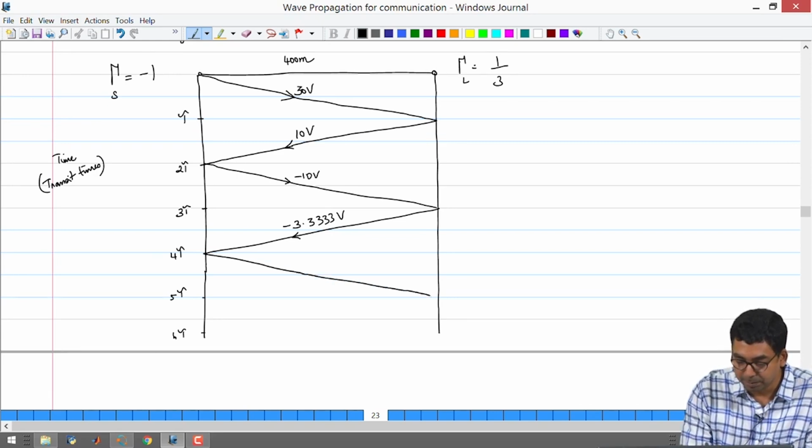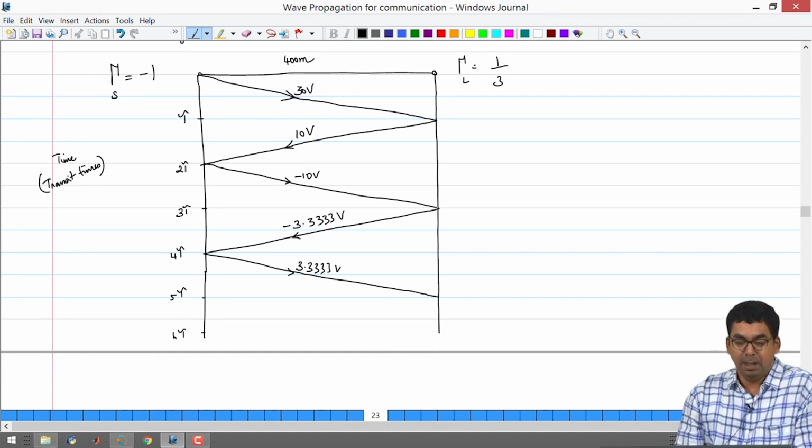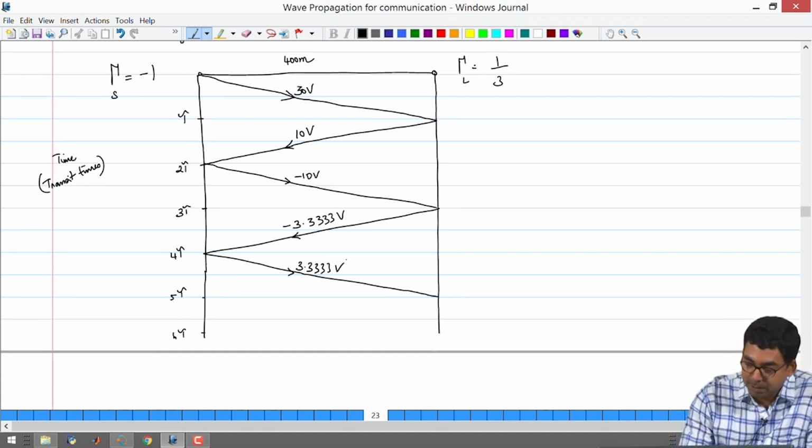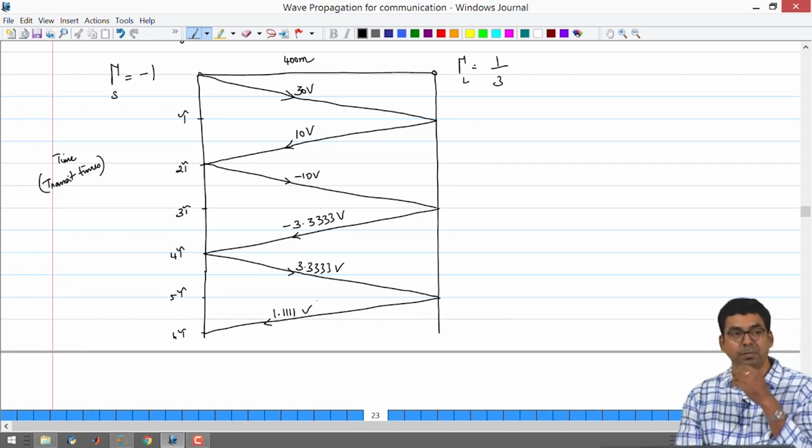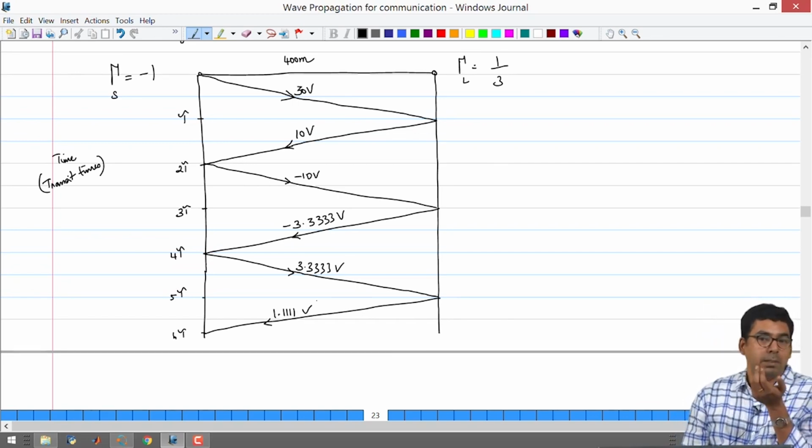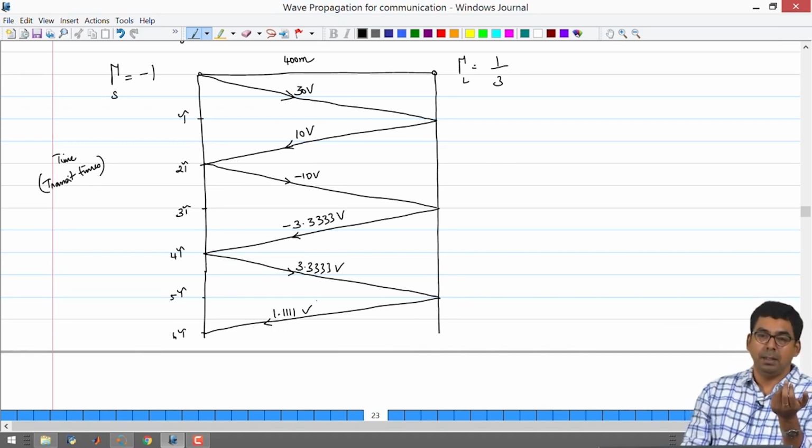So, I will be having... and it keeps going. We have marked 6 transit times, so let's just finish this diagram for the 6 transit times. 1.1111. This is what is known as a bounce diagram, right?